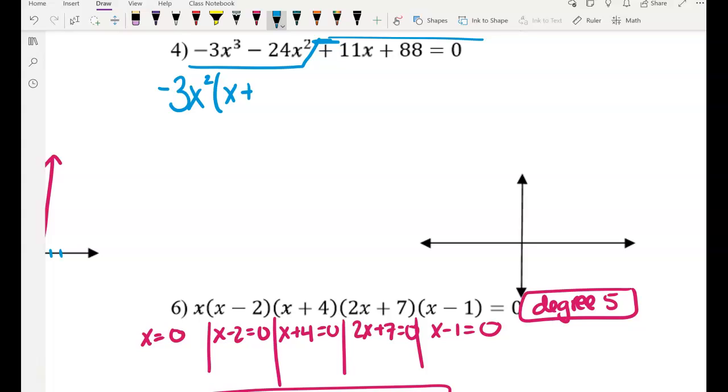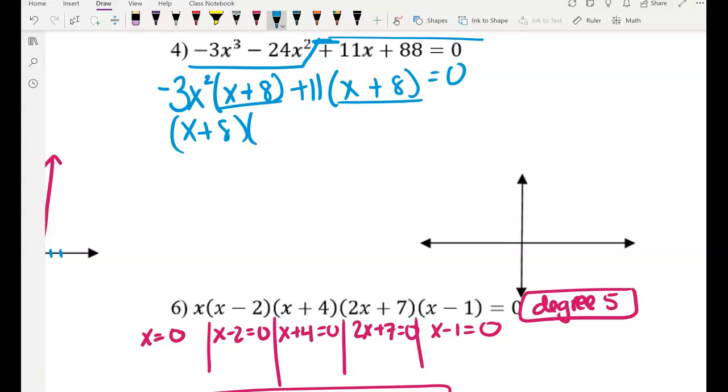5, 6, 7, 8. Which one? 8. Then take out 11. X plus 8, a common factor. That's a good sign, right, guys? So x plus 8 times a quantity negative 3x squared plus 11 equals 0. X plus 8, that is a nice, easy answer.